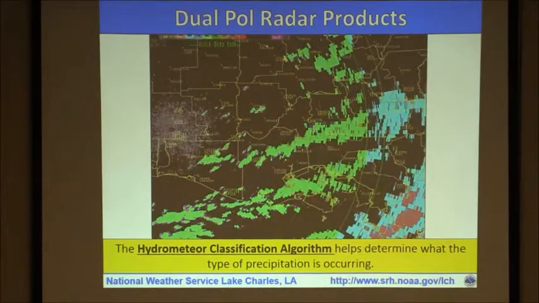And the last one on here that's kind of useful, hydrometeor classification. The radar gathers all this dual pole data and can determine what the heck it's looking at. Is it looking at rain? Is it looking at rain mixed with some sleet? Is it looking at rain mixed with snow? Is it looking at rain mixed with hail? Is it looking at mainly large hail? Is it looking at whatever?